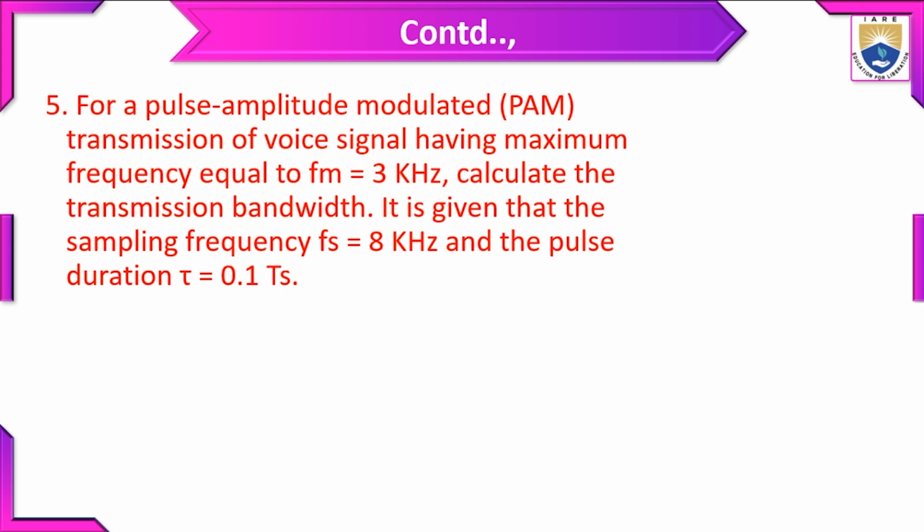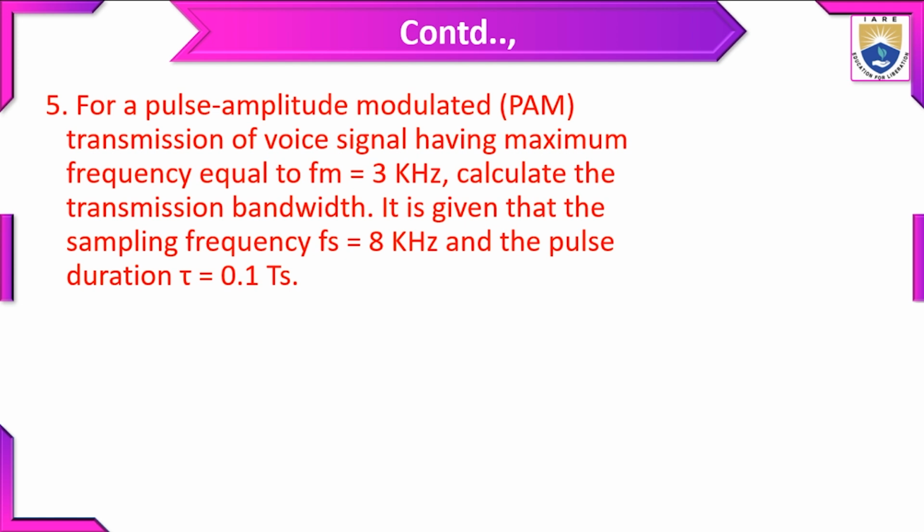Yeah. This problem belongs to pulse-amplitude modulation. Why? Because PAM is the first pulse modulation scheme. Okay. What is the problem asking? For a pulse amplitude modulated transmission of a voice signal having a maximum frequency fm equal to 3 kHz, calculate the transmission bandwidth. It is given that the sampling frequency fs is 8 kHz and the pulse duration tau is equal to 0.1 Ts.